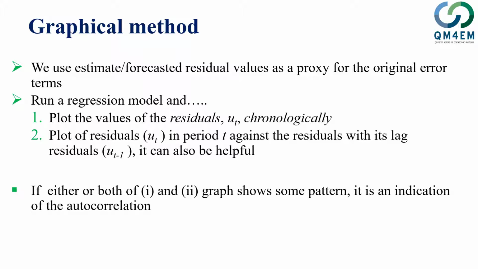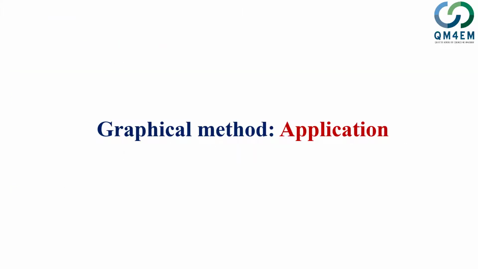Now once you have these two plots, if the error terms are correlated, there will be some patterns in these graphs. In principle, if there is no autocorrelation, we should get these graphs without any pattern, or the error term should follow randomness. But if there is a pattern, we should suspect that there is a problem of autocorrelation. So now let's move to the graphical method application in Eviews.